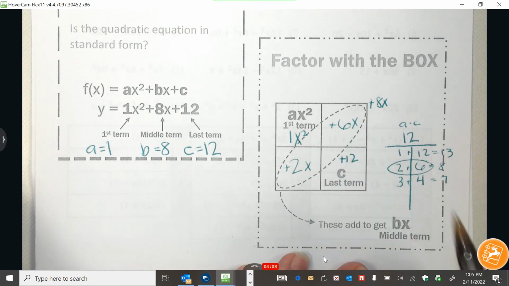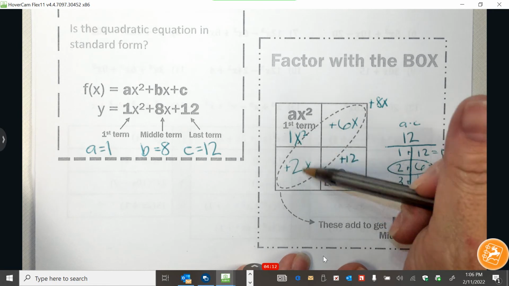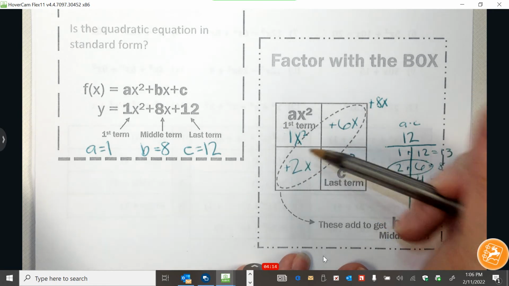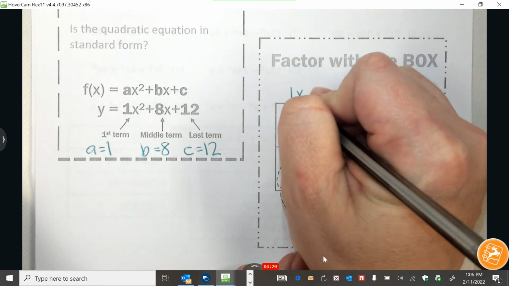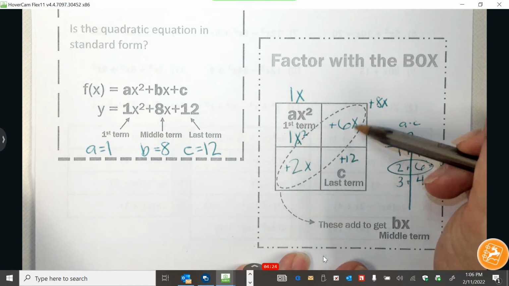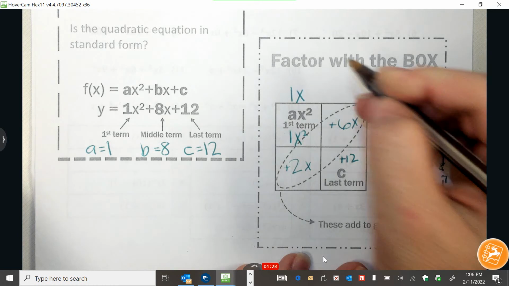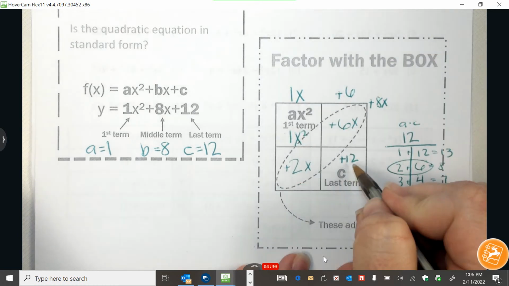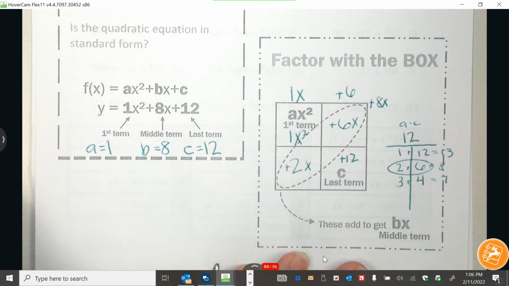Okay? Now, we have to work backwards. What goes into both of these? What's my GCF between these two? It's just 1x. What's my GCF between these two? Does 6 go into 12? So 6. Does 12 have an x? So I cannot take out an x. Well, guess what? I just found one of my factors.